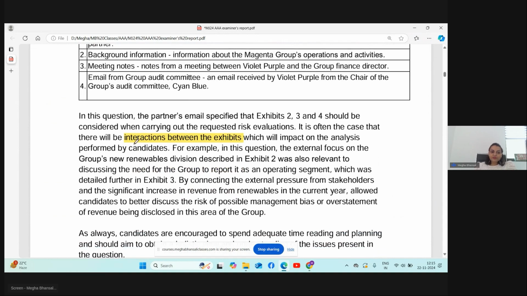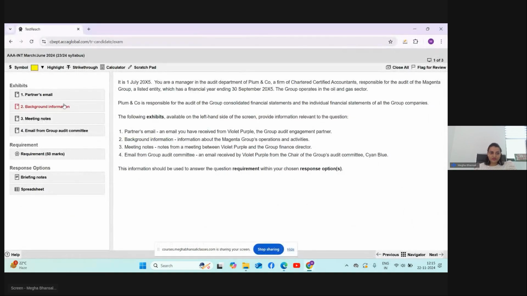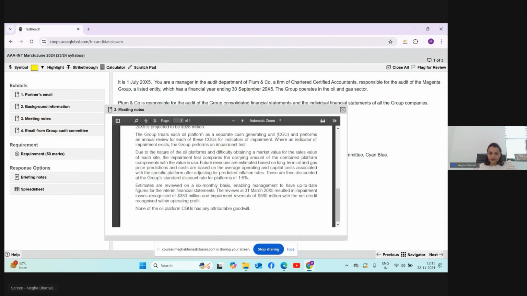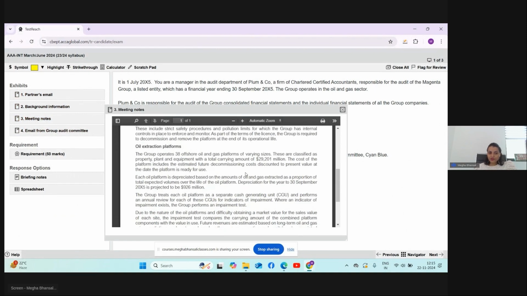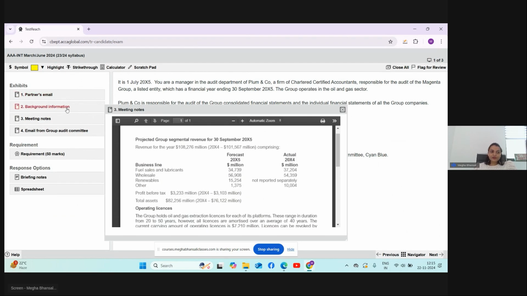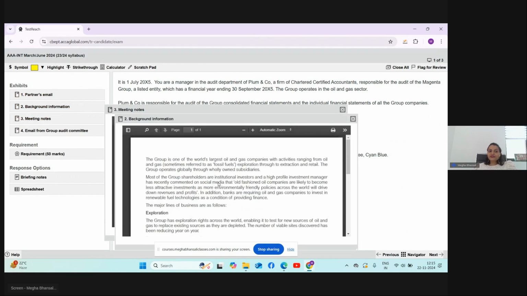Then they're saying it is important that you interact between the exhibits. So that means, if I go back to my question, I have four exhibits. Probably there is some information that is available here which is talking about some kind of risk, and there could be some risk in the background information also. So please read all your exhibits properly so that you answer your question.